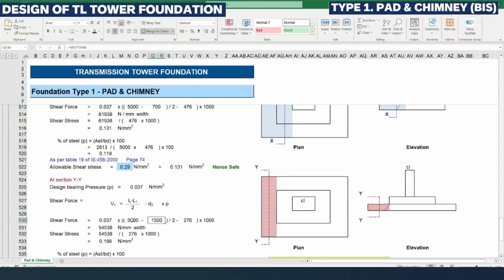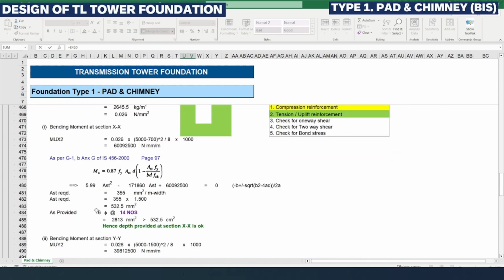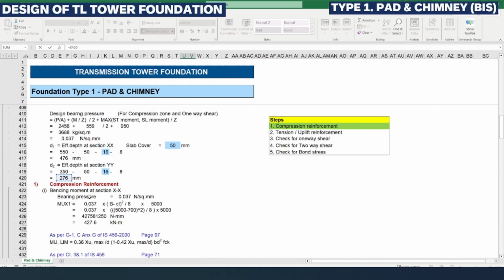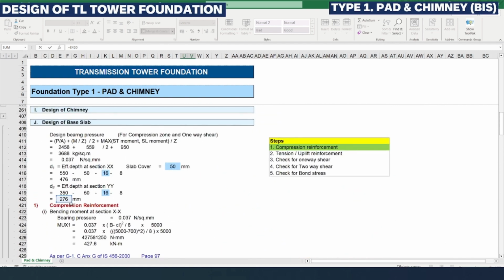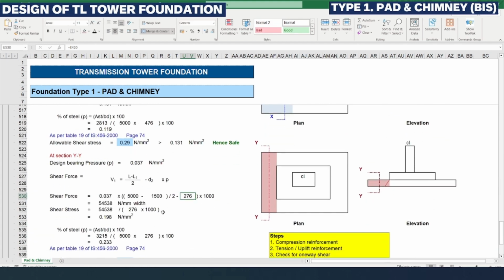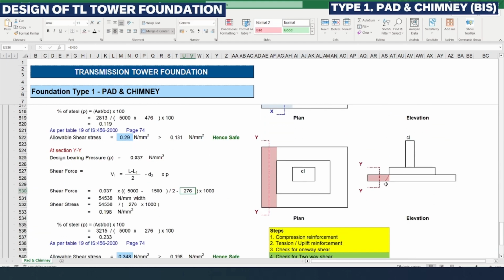We are doing the same as in section XX. The only change is that here it is L1, here it is CL, divided by 2, minus the effective depth at section YY which we had calculated for the reinforcement design. Here you can see D2 is 276 mm. We need to apply that here because the effective depth at YY, where the effective shear is going to act, is D2.